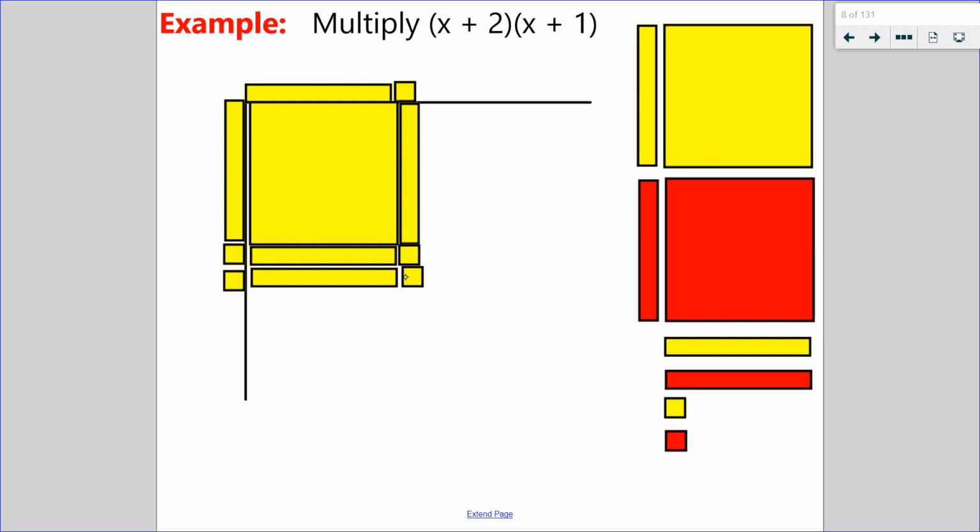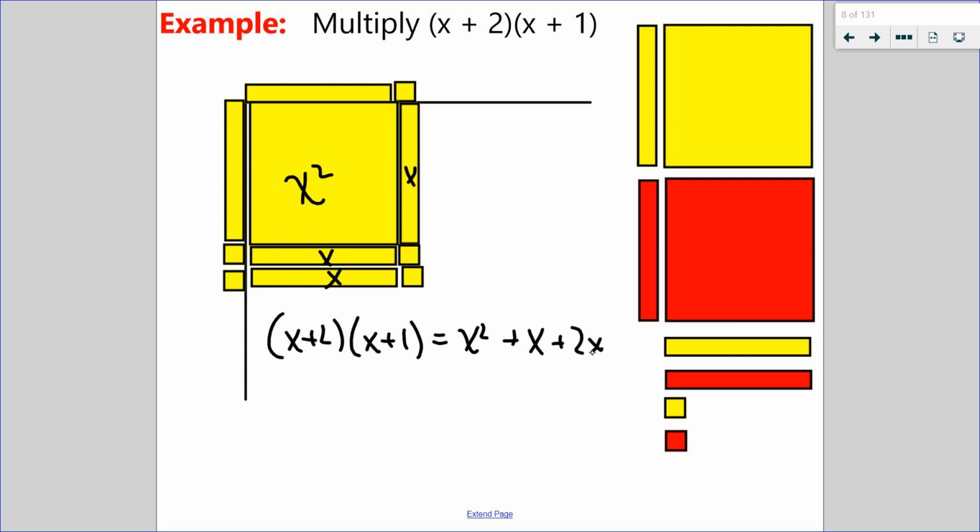So let's look at the product here. I have x plus 2 multiplied by x plus 1. Well, let's look at what we ended up with. We ended up with x squared plus an x tile, plus here we had 2 x tiles, and then here we have 2 ones. Well, let's look at that in a little bit more detail.